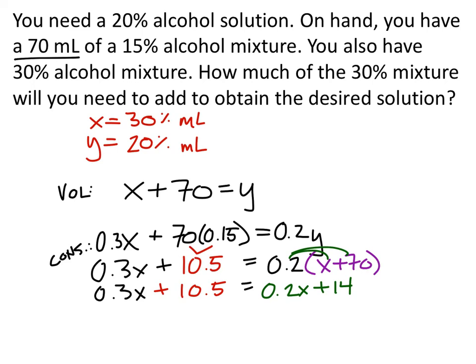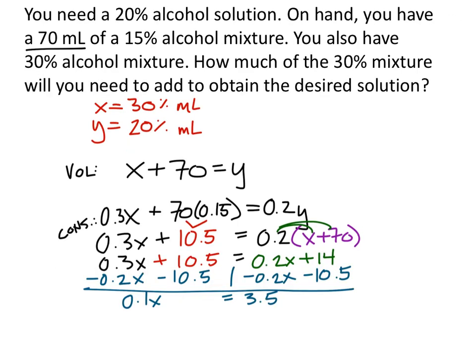I'm going to put my X's on the left. So I'm going to subtract 10.5 from both sides, and also subtract 0.2x from both sides. And then finally, just to finish the problem off, we'll divide both sides by 0.1. So x is 35. That's how much you'll need, in milliliters. 35 milliliters of the 30% solution.